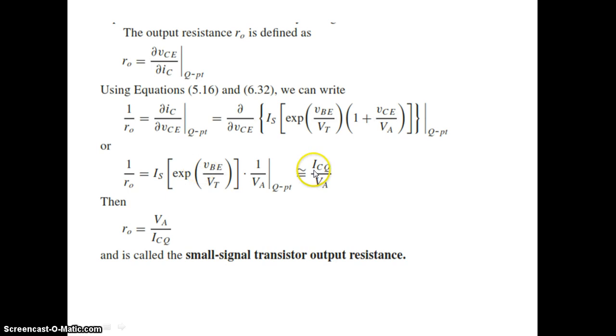So this term is again ICQ, so 1 by R0 equals ICQ by VA. That means R0 equals VA by ICQ. This is called the small signal transistor output resistance, and it is also an important parameter. R0 equals VA by ICQ, where VA is the Early voltage and ICQ is the quiescent collector current.